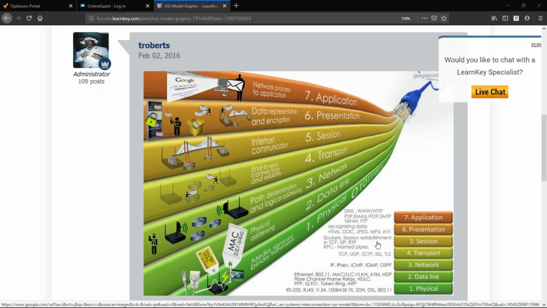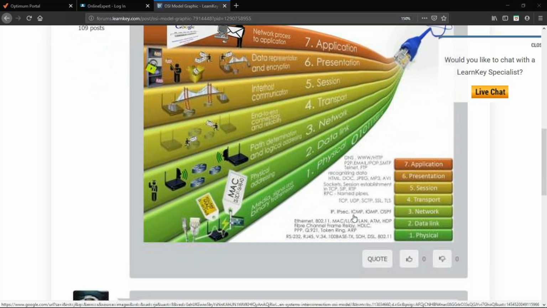And then as you go up, you're talking about the session layer. The session layer is responsible for keeping your session alive. So when I connect to Google or LearnKey.com or YouTube, the session layer is responsible for maintaining that connection, keeping it going. If you're streaming something, that's what the session's for. And then you got your encryption type stuff going on at the presentation layer. Your encryption.